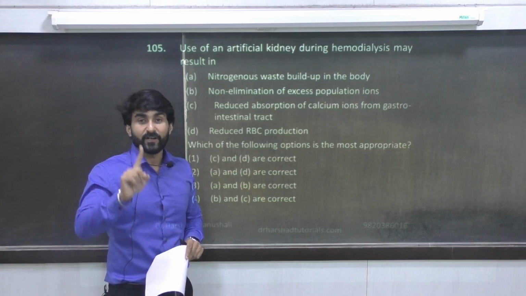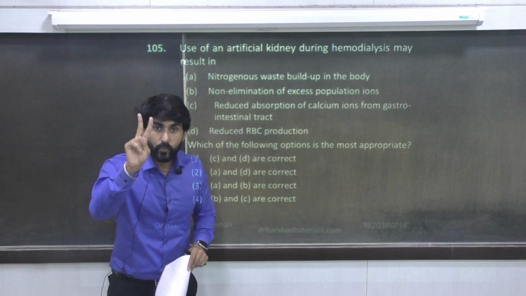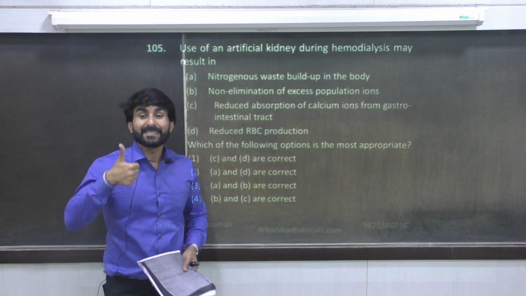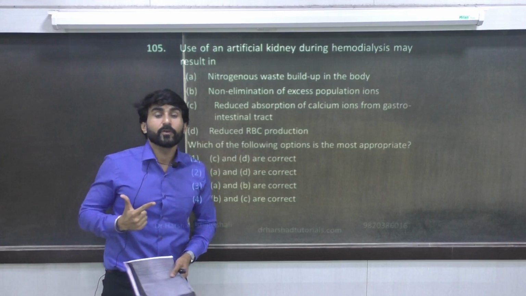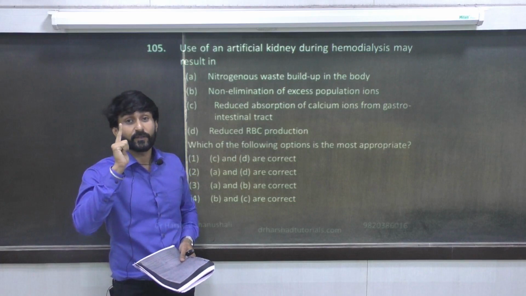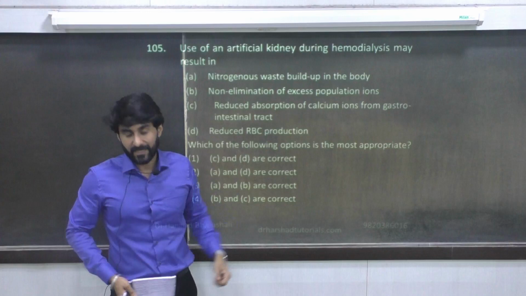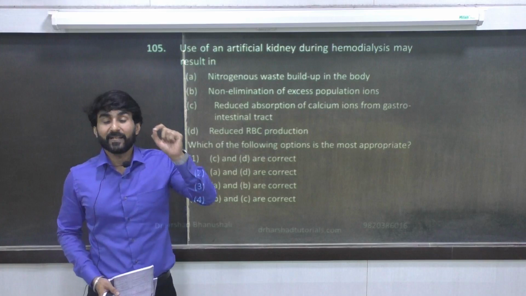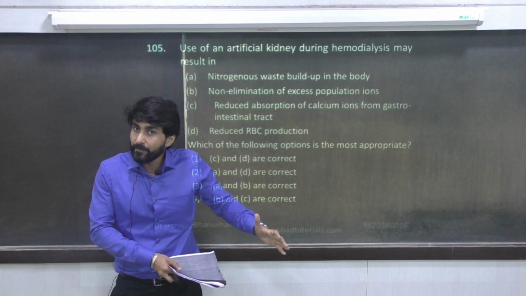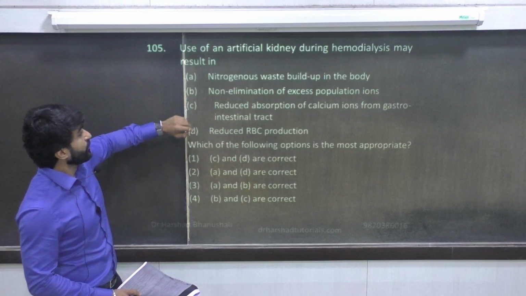Now, which are the hormonal functions of the kidneys? There are two important hormonal functions of the kidneys. One, which most of us know about, is erythropoietin, which helps in the formation of RBC. Second is a hormone called calcitriol, which helps in the absorption of calcium from the intestines. So, there are two hormones which are produced by our kidneys. One is erythropoietin, which helps in erythropoiesis, that is RBC formation. The second is calcitriol, which helps in the absorption of calcium from our intestine. Now, if you are using an artificial kidney, if you are doing hemodialysis, you do not have these two hormones. If you do not have these two hormones, you will have reduced absorption of calcium from the gastrointestinal tract.